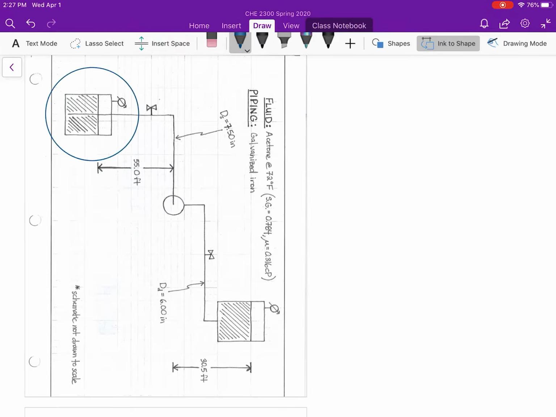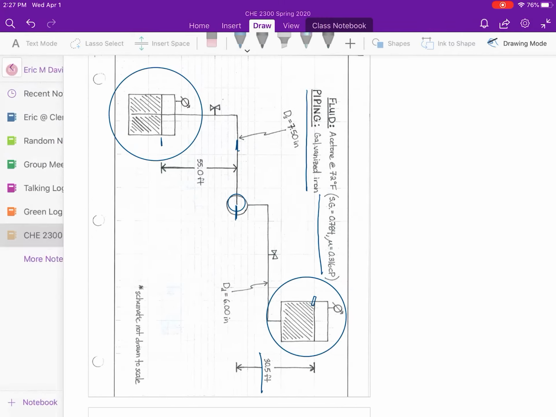I have a pressurized tank on the suction side. The liquid level inside that pressurized tank is 55 feet below the center line of my pump, and I am pumping that into a pressurized holding tank or reactor. And that liquid level is 30.5 feet above the center line of my pump. You're given information about the specific gravity and the viscosity of the fluid, and you are also given information about the piping material itself.